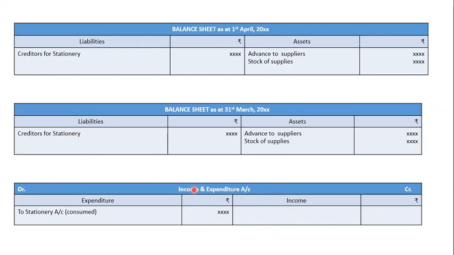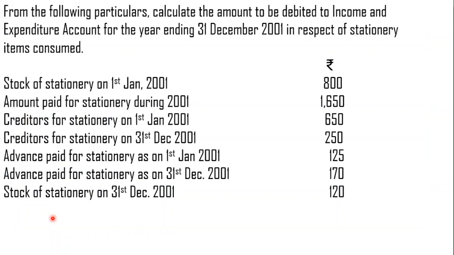And in the income and expenditure account, the consumed amount which you have calculated is to be shown on the debit side as 'To' whatever item it is, like to stationery, to medicine, whatever. So remember, as I said, if only stationery is there and there is no other adjustment or information, then the entire stationery amount will be transferred to the income and expenditure debit side, assuming that it is all consumed. So let's take an example now.